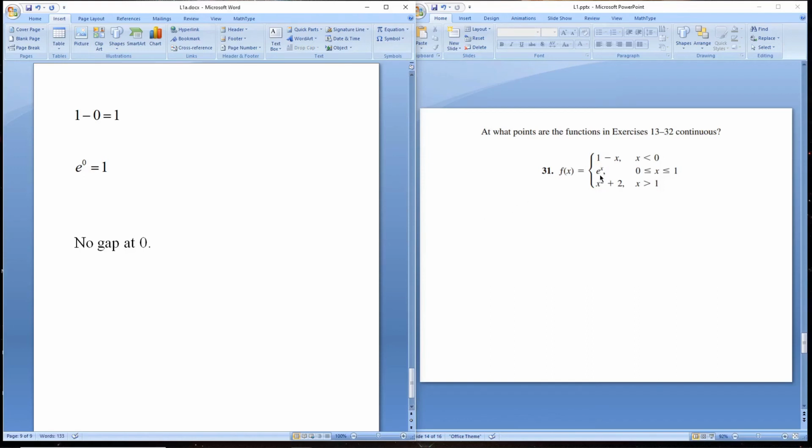So now we need to check the next transition, where we go from the middle piece to the bottom piece. And that transition occurs at 1. So at 1, we leave the middle piece and we go to the bottom piece. So we need to check that out.